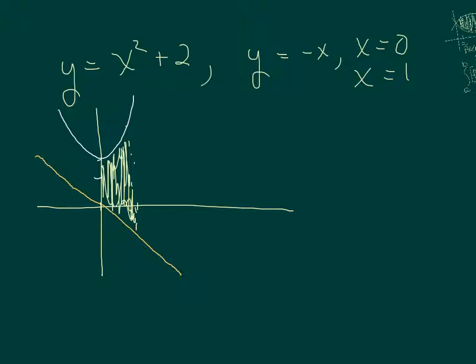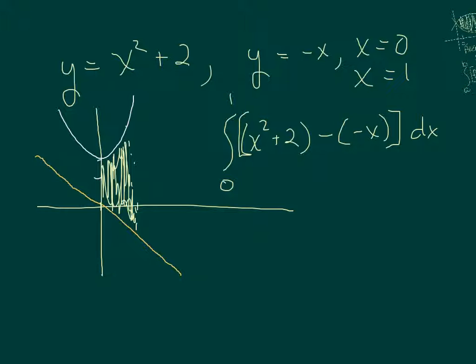So, which is the upper function? Y equals x squared plus 2. So we are going to integrate this function from 0 to 1. Don't forget your limits of integration. You always want to put your limits. And we're going to do x squared plus 2 minus a negative x.